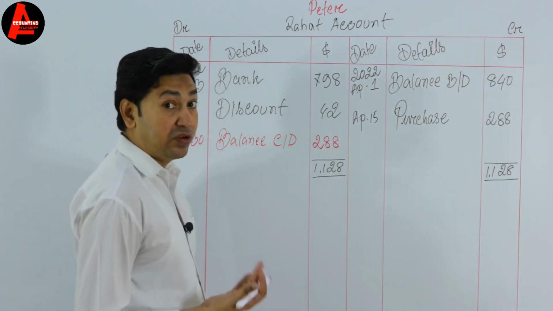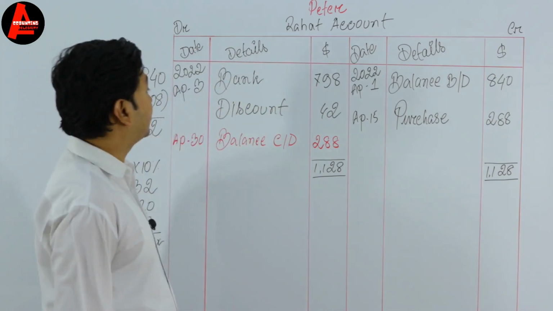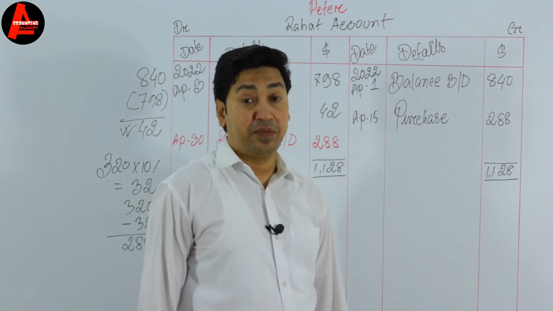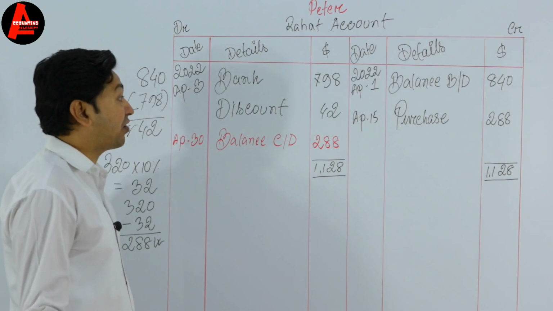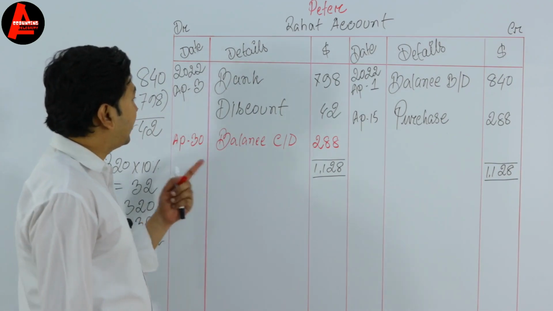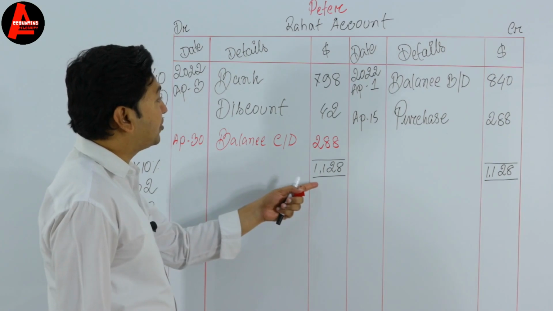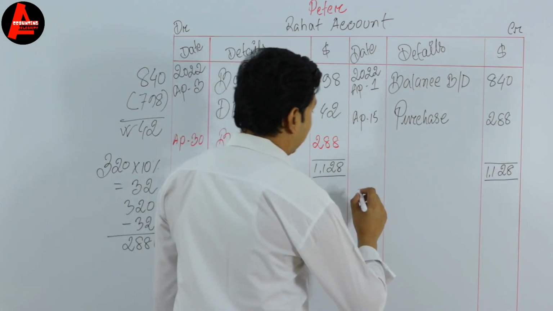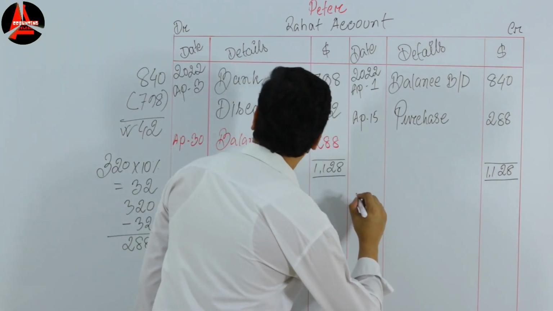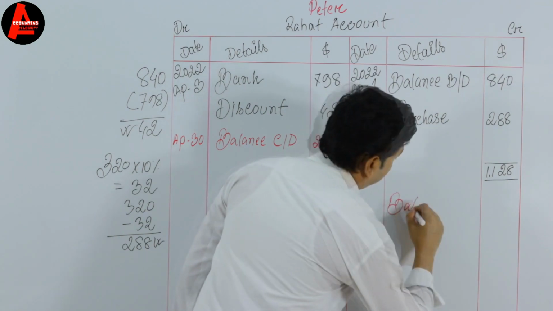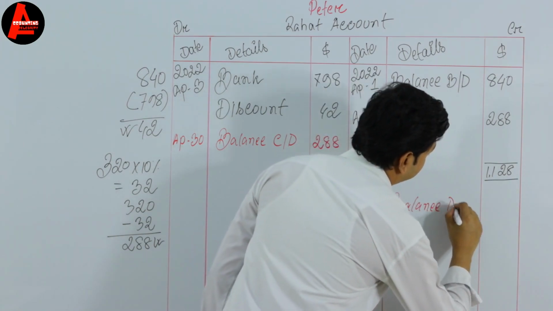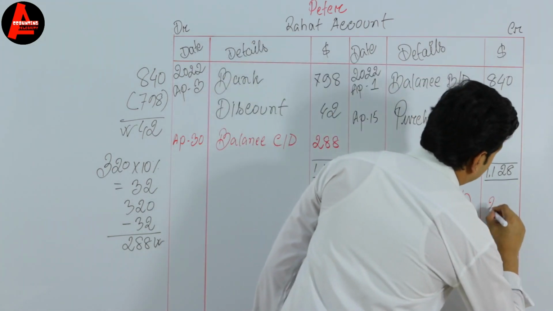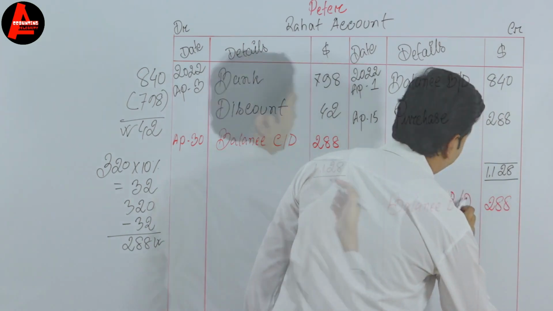We have a requirement to bring down the balance. How to bring down? On the debit side we got balance c/d. On the credit side we will bring down the balance, because balance c/d and b/d cannot come on the same side. Balance c/d is above the total, but balance b/d will be below the total. Don't forget, many of you make mistakes here. So here in the details column we write balance b/d. b/d stands for brought down. The amount is 288.